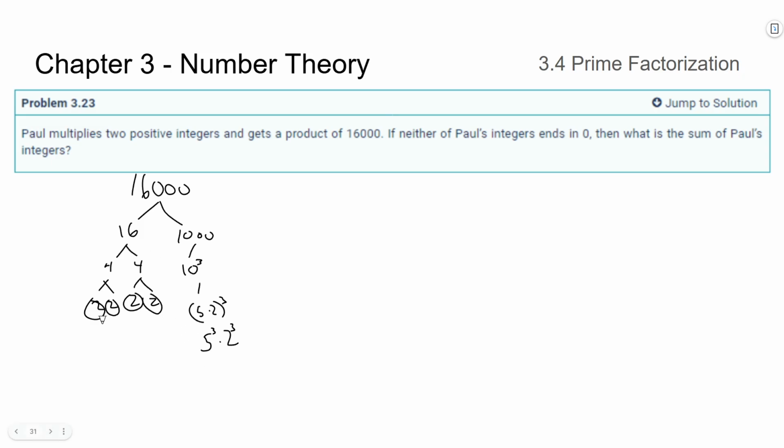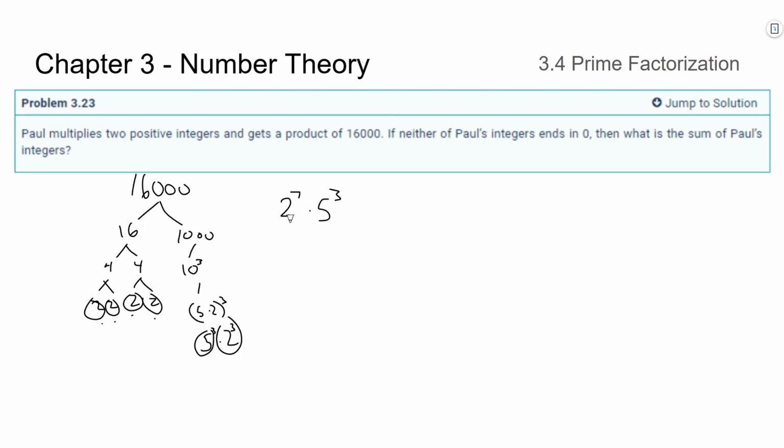So what do we have here total? We have 1, 2, 3, 4 2's here and 3 more here. So we have 2 to the 7th times 5 cubed. All right, those are both primes. So now we have 2 to the 7th times 5 cubed.